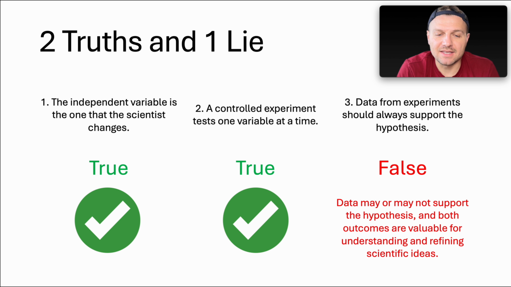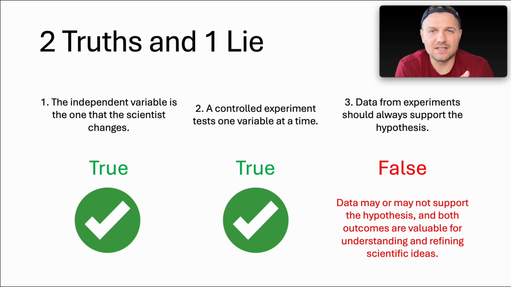Let's go over why. The independent variable is the variable that the scientist changes, while the dependent variable is the variable that the scientist takes data from. So the dependent variable is obviously dependent on the one that the scientist changes. Number 2 is also correct because in a controlled experiment, we want to limit the number of variables acting on the data. So we're only going to change one variable so we know how that one variable is affecting the data collected from the experiment.